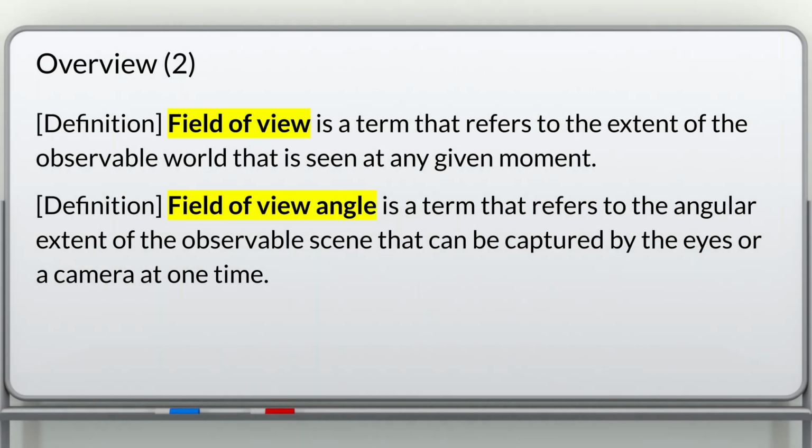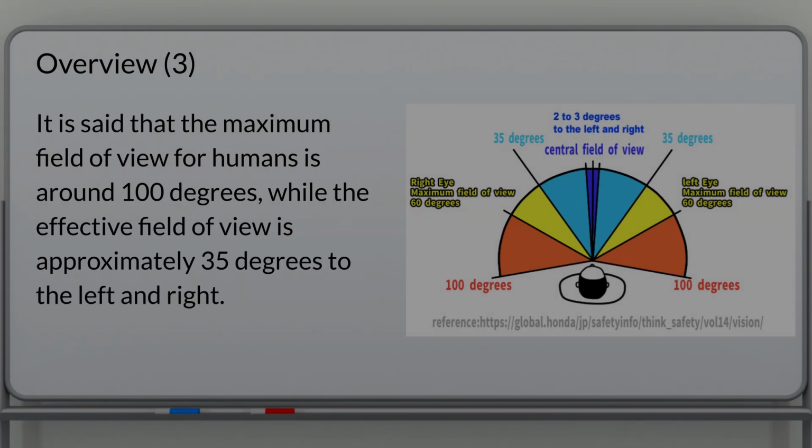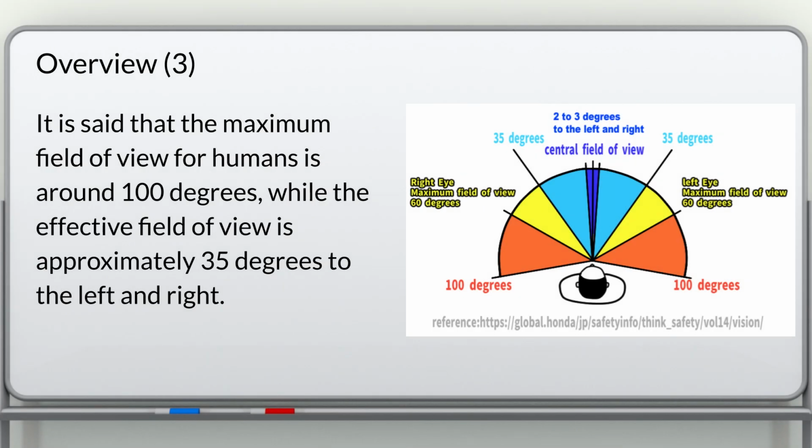Field of view is a term that refers to the extent of the observable world that is seen at any given moment. Field of view angle is a term that refers to the angular extent of the observable scene that can be captured by the eyes or a camera at one time. It is said that the maximum field of view for humans is around 100 degrees, while the effective field of view is approximately 35 degrees to the left and right.